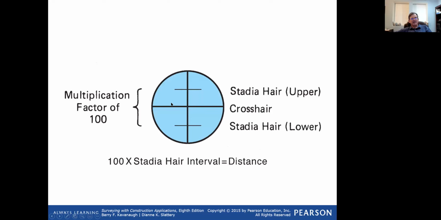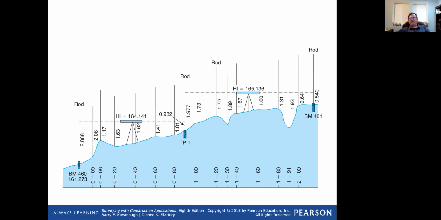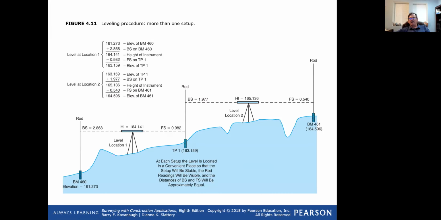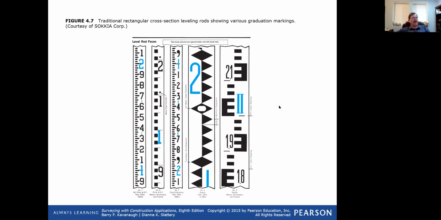Now, this is a lost art. If you can do this in the construction industry, you are going to be extremely valuable. This is stadia hair reading, and it's done for getting a distance. So if we go back and we look at the rod, let me show you a rod. Might have been one coming up, but I'm going to go back.